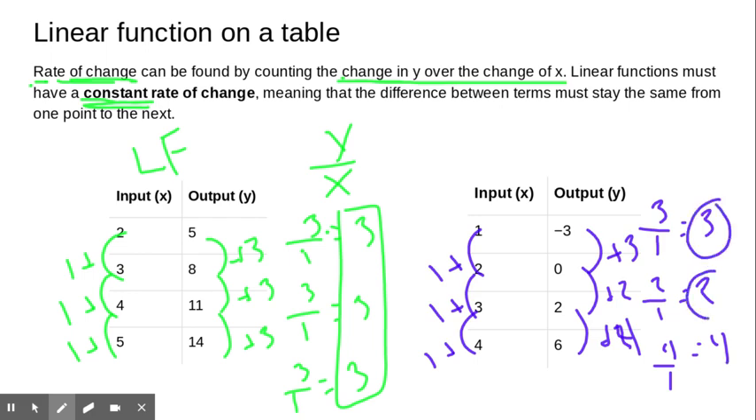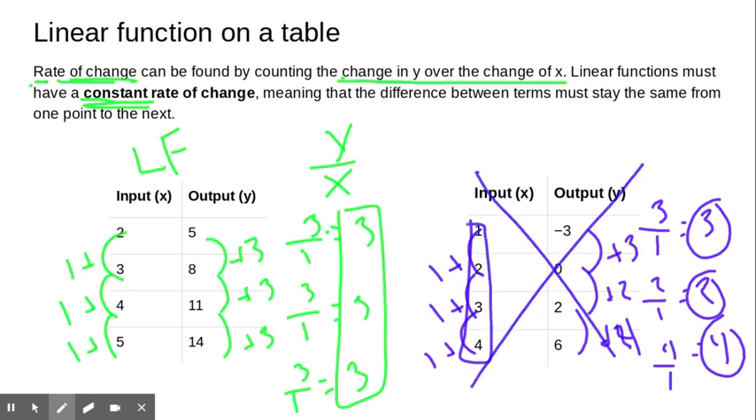Because the rate of change is not the same throughout the whole table, this is not a linear function. It is a function because we notice our inputs never repeat, but it is not a linear function. It will not create a straight line.